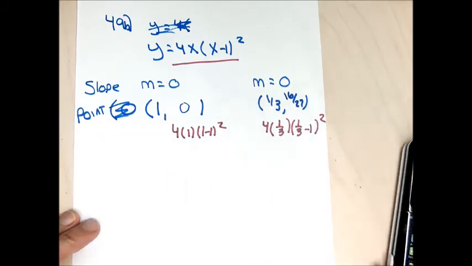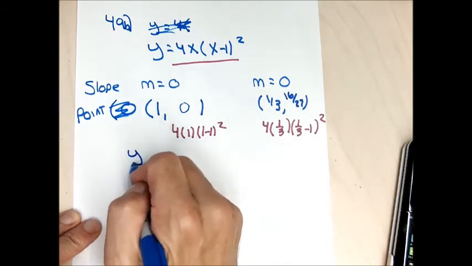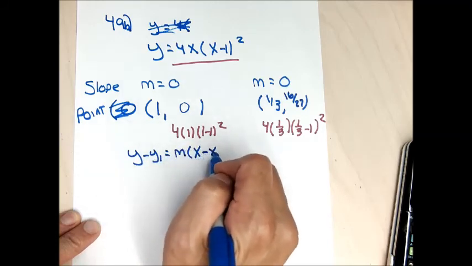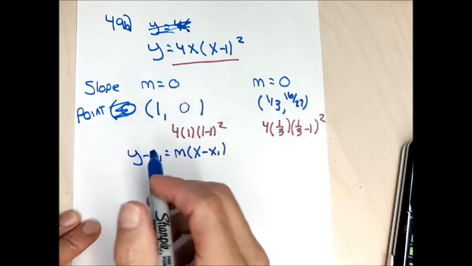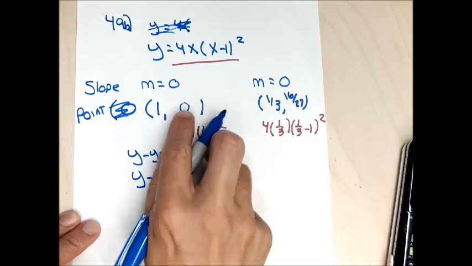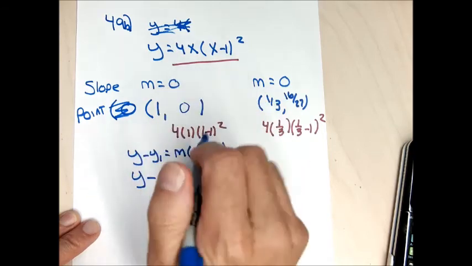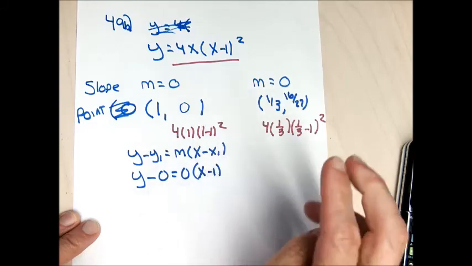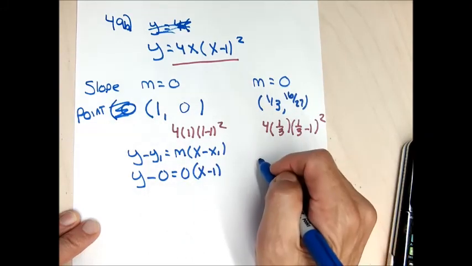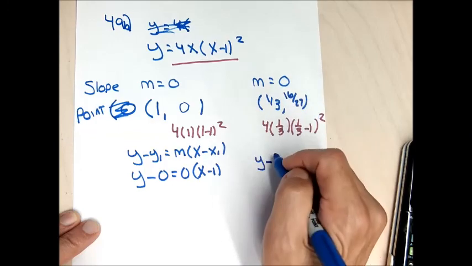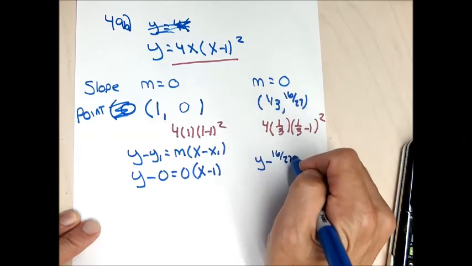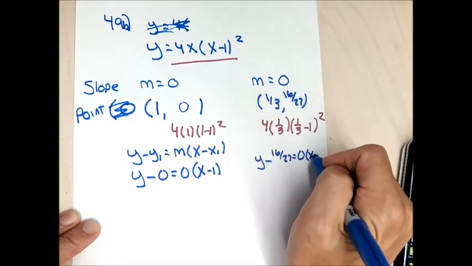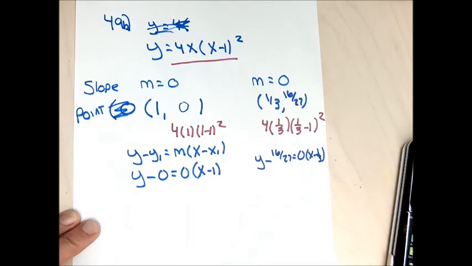Now for each, I'm going to find the equation using the y minus y1 equals m times x minus x1 formula. So for this one, I'm going to go y minus the y coordinate, which is 0, equals m, which is 0, times x minus the x coordinate, which is x minus 1. And on this side, I'm going to go y minus the y coordinate, 16 over 27, equals m, which is 0, times x minus the x coordinate, x minus 1/3. Now I'm going to simplify.